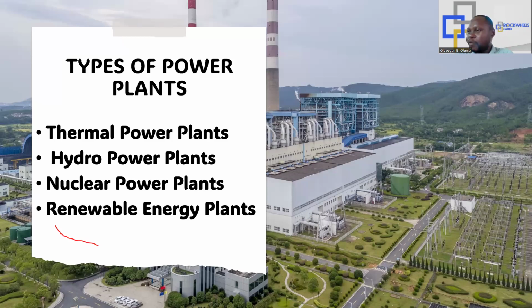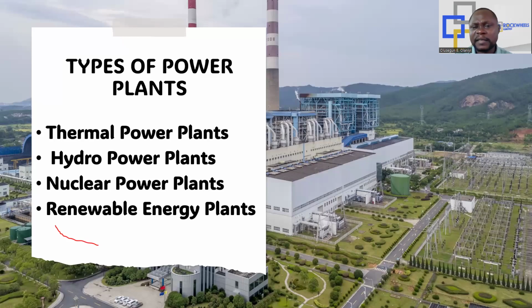And lastly, one of the components is the cooling system. What the cooling system does is remove the excess heat so that you can maintain safe reactor temperatures. Because if the reactor is operated at a high temperature, definitely the efficiency is going to reduce.